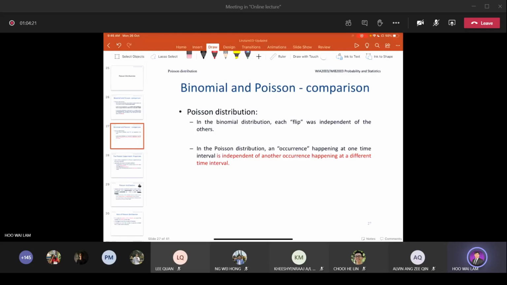Okay, so within a particular time period, the events happening within that period are actually dependent. But when you are comparing one time period A with another time period B, for example, if I try to draw it, you have a time period A and another time period B, in that case these two are actually independent.